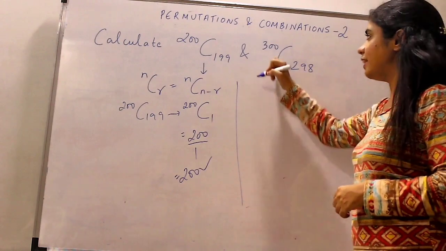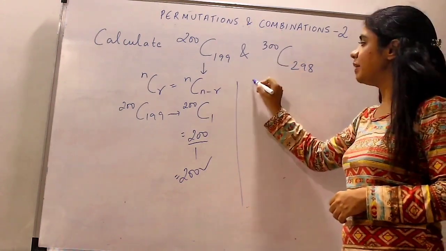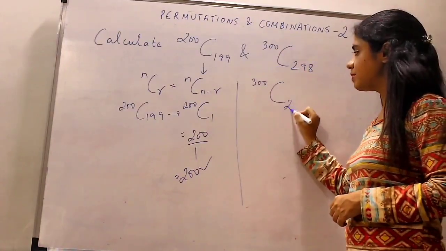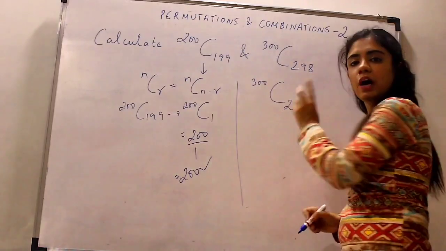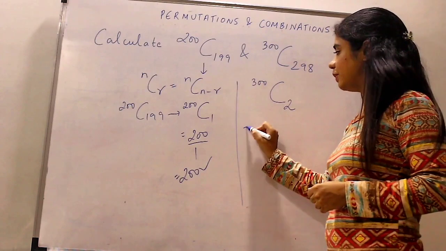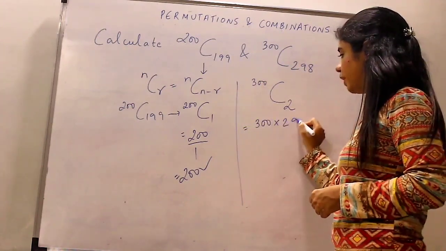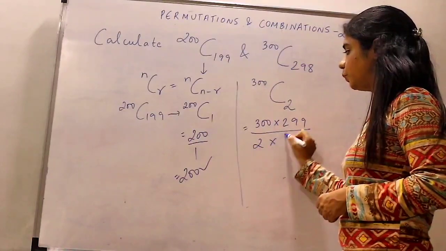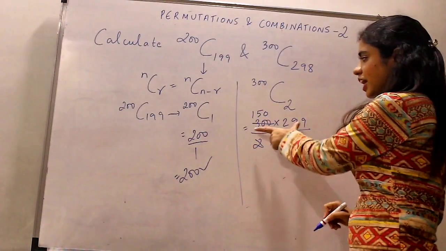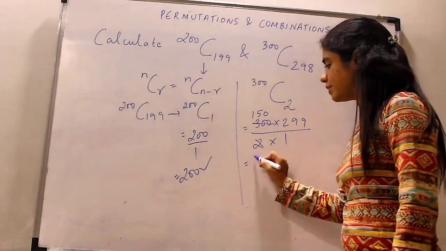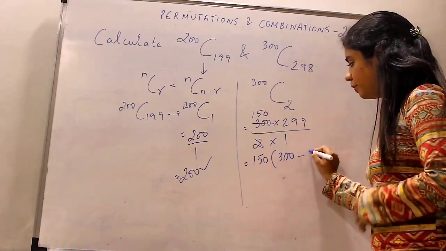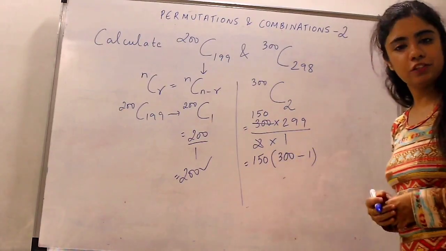300C298. Now again, 300C298 can be written as 300C(300 minus 298). So it becomes 2. Now because this number is 2, I'll be writing two numbers in the numerator, 2 in the denominator in decreasing order. So it will be 300 into 299 upon 2 into 1. Correct? So 2 ones are 2, 150s are. Now I have to calculate this multiplication. What I can do is 150 into 299 can be written as 300 minus 1. It will make your calculation very easy.